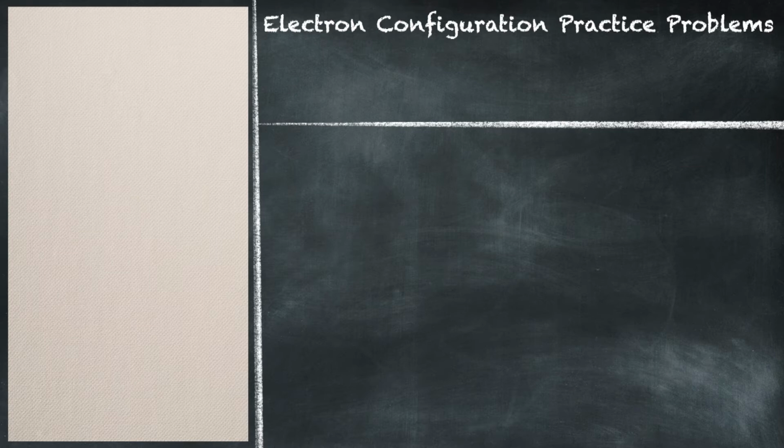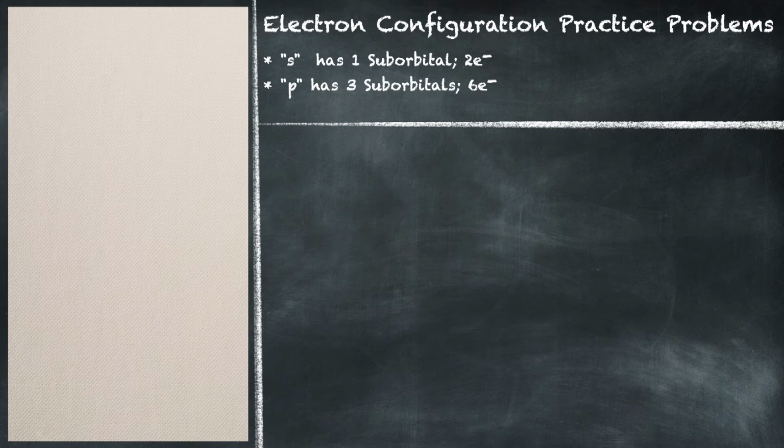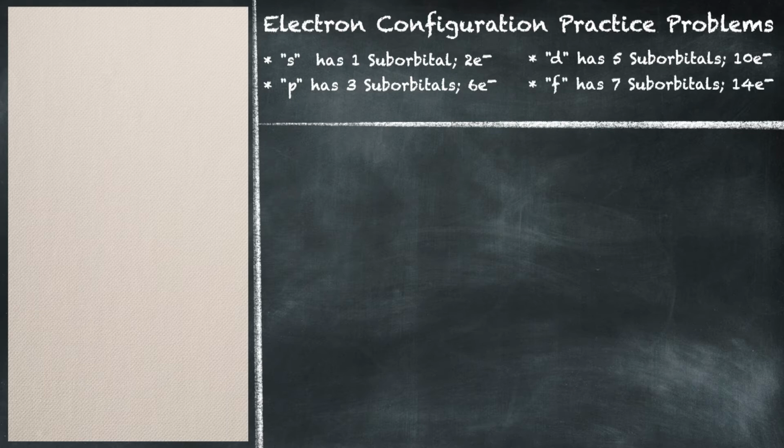In saying that, let's start with our main points, just some ideas and things to keep in mind as we go through these problems. The first thing is we need to know how many electrons each orbital can hold. So just to refresh yourself, our s orbital has one suborbital and it can hold a total of 2 electrons. Our p orbital can hold 3 suborbitals and a total of 6 electrons. Our d orbital can hold about 5 suborbitals for a total of 10 electrons. And our f orbital is a really big one that holds 7 suborbitals and has 14 total electrons in it.